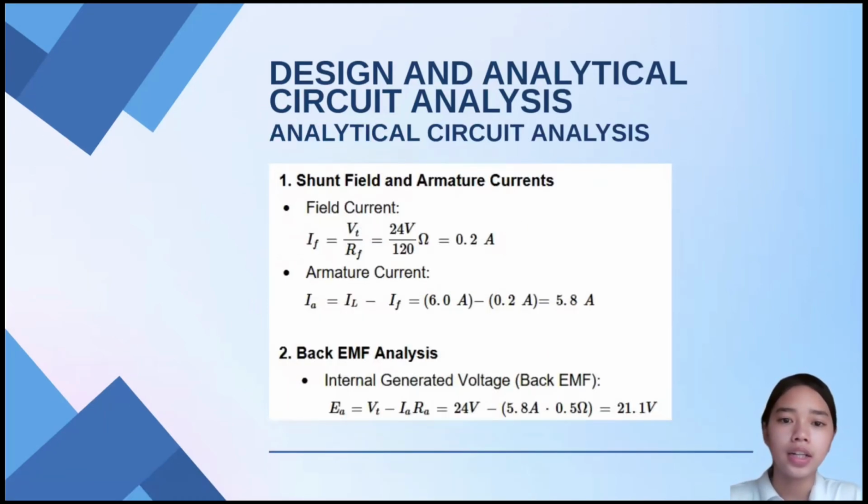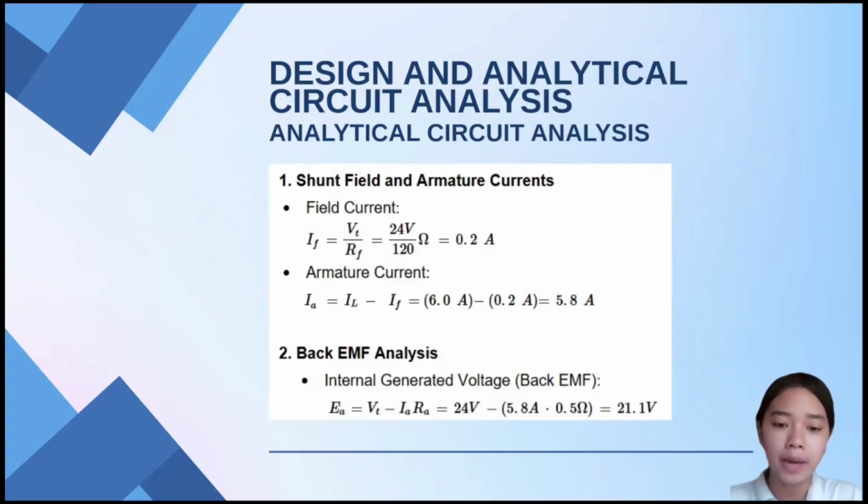In terms of the analytical circuit analysis, the first thing that we need to find and calculate is the field currents as well as the armature currents. For the field current, we simply use Ohm's law, which is V equals I times R. But because we are trying to find the field current, we swap out the variables and we find IF, which is equal to VT per RF, and that equals 0.2 amperes. For the armature current, we use Kirchhoff's current law, where IA, the armature current, is equal to line current minus field current, and that would equal 5.8 amperes.